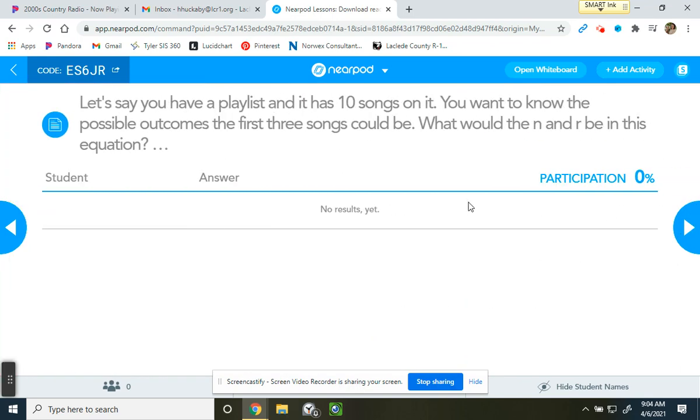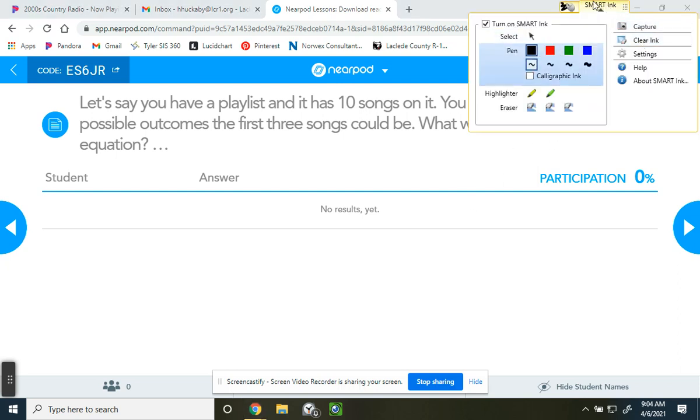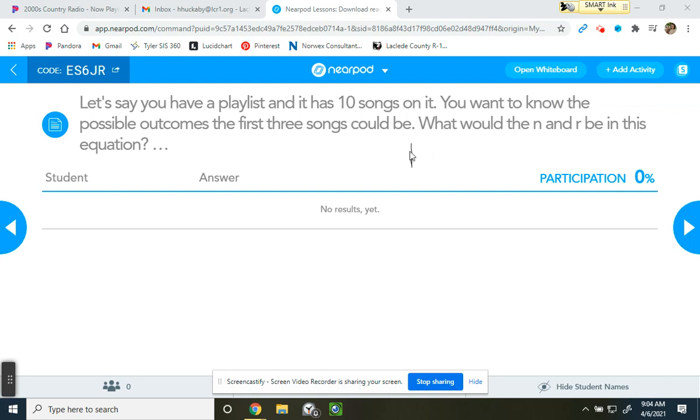Okay, so let's say you have a playlist and it has 10 songs on it. You want to know the possible outcomes the first 3 songs would be. What would N be and R be in this equation? So if I'm going to set this up, P, parenthesis, my N is the total number of options. Well, I have 10 songs, so 10 would be my N. And then R is the number of ways that I want to sort them. Well, I want to sort the first 3 songs, so R would be 3.